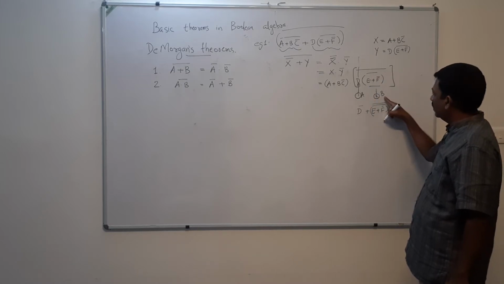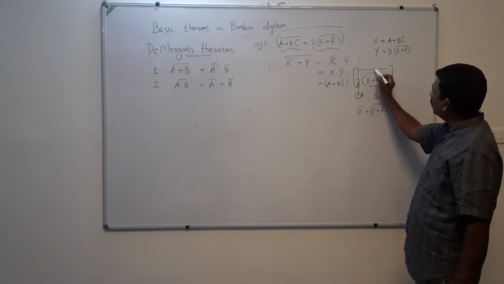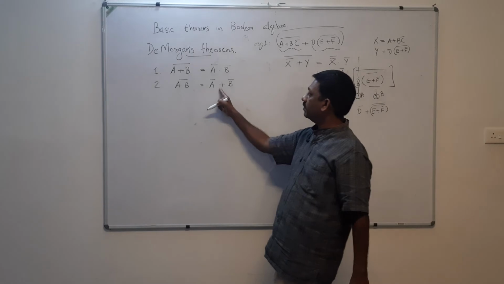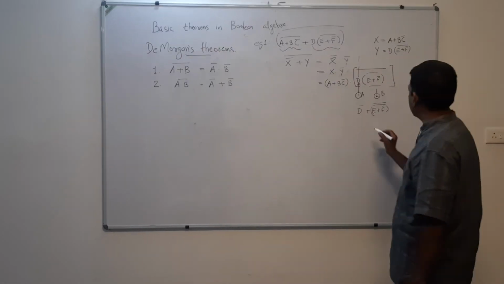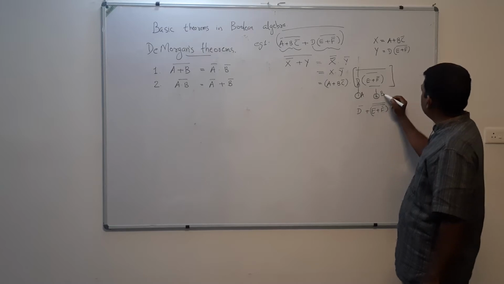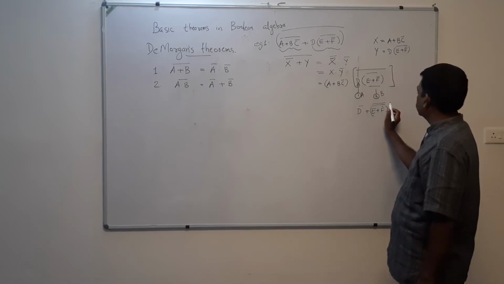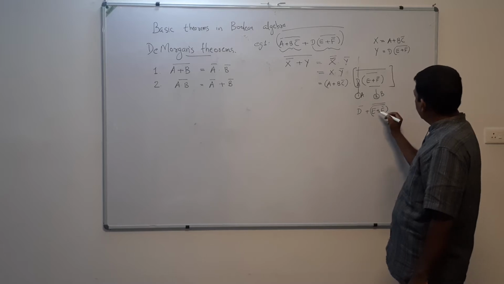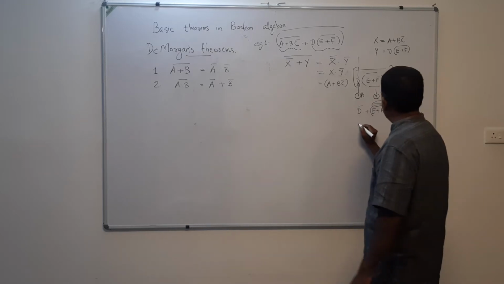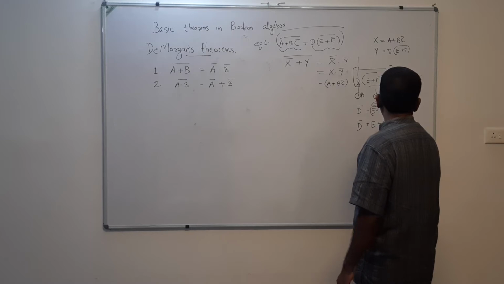Now A dot B the whole bar is equal to A bar plus B bar. A bar plus B bar means here A is D, so D bar plus B, which is E plus F bar the whole bar. Now E plus F bar the whole bar is equal to, now this is removed and this becomes D bar plus E plus F bar.